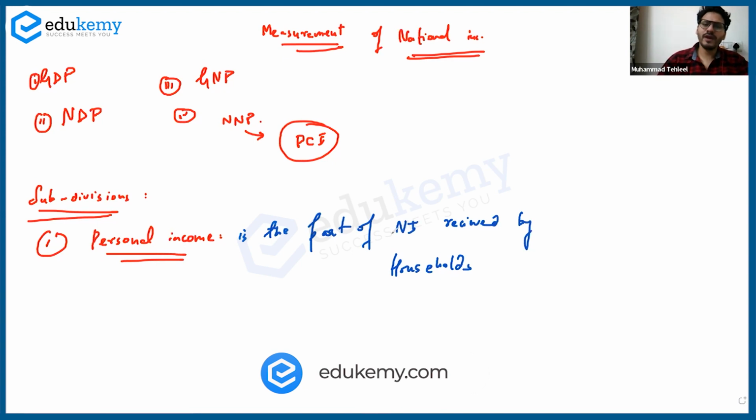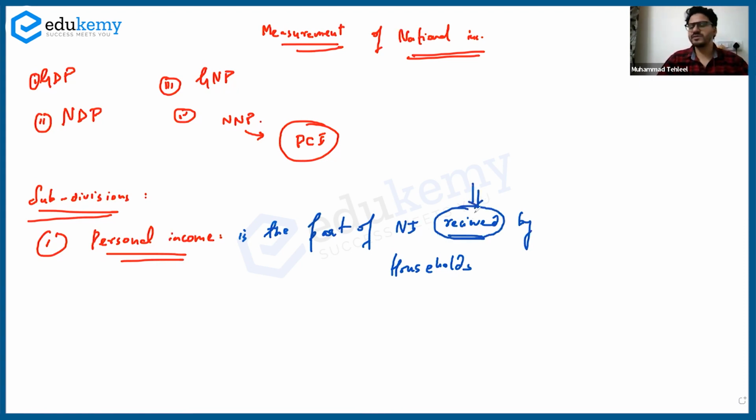Now, you have to be very attentive in the class. You have to understand that it is the part of national income which is only received by households. That means in our country, we have these households. Every unit is a household unit, that is, the family unit. The income that these households receive in the country is known as personal income. There is a difference between personal income and personal disposable income, which is entirely different. First of all, we are looking at personal income only, which is the part of the national income received by the households.